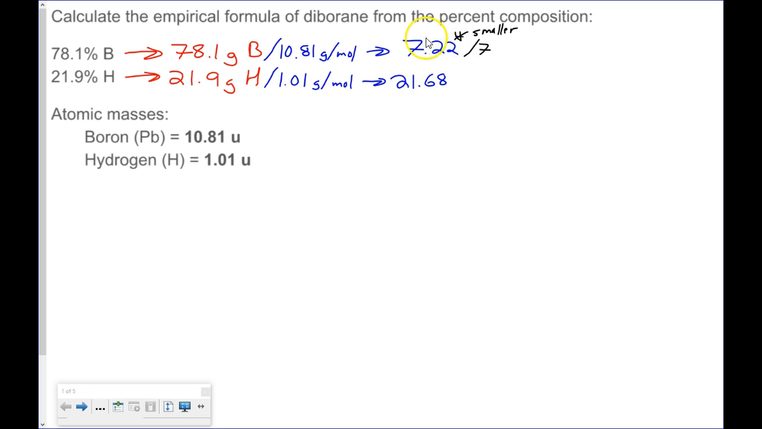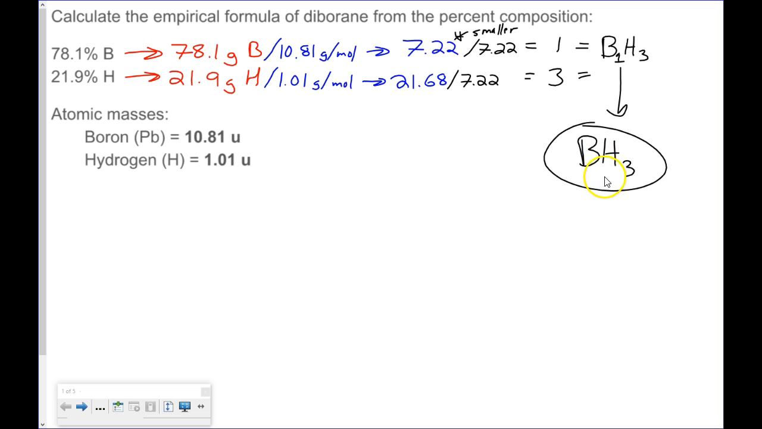Well, start with the one that's smaller, which happens to be 7.22. So I'm going to take 7.22 divided by 7.22, of course that's going to be 1. Then I'm going to take the other one and also divide it by the smallest, 7.22. That's going to work out to be 3. So now I know that the ratio of boron to hydrogen is 1 to 3. 1 boron and 3 hydrogen, but of course we don't use 1 in our subscript, so that's boron trihydride, BH3.